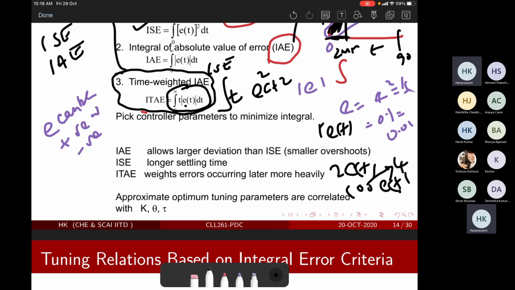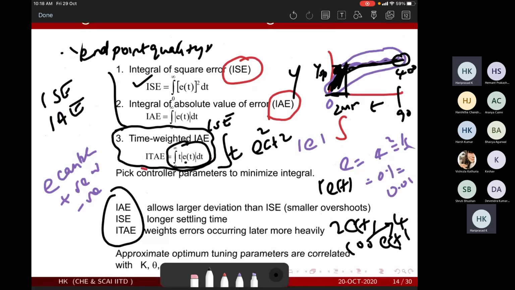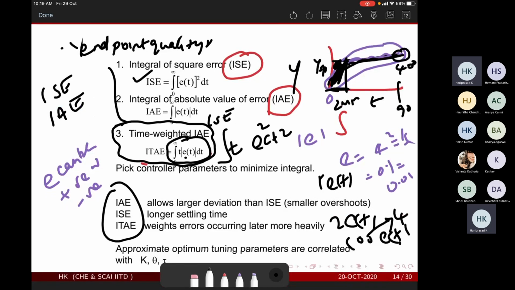And IAE allow... so these are the three basic ways. IAE generally allows larger deviation than ISE because it's an absolute value, not a squared one. But ISE might allow longer settling time because you are only looking at the squared error. So even though there is mild variation, it won't care. It would take mild variation: when you take the square, it becomes smaller. E becomes 0.1, E square is 0.01.